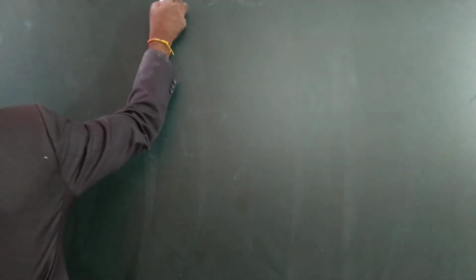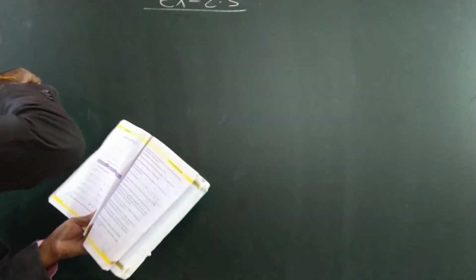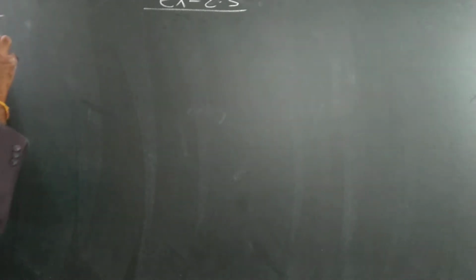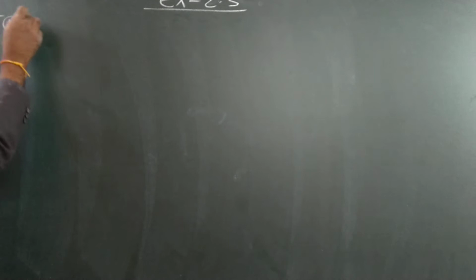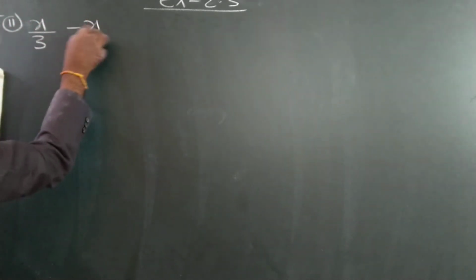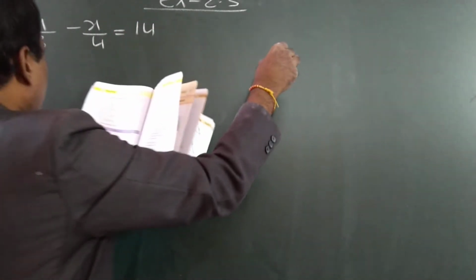This is exercise 2.5, the last exercise. The chapter is linear equations in one variable. So first question, we have total 12 bits. So you practice it, because even if it is the same model, if you do, you will get a lot of practice. Do it.